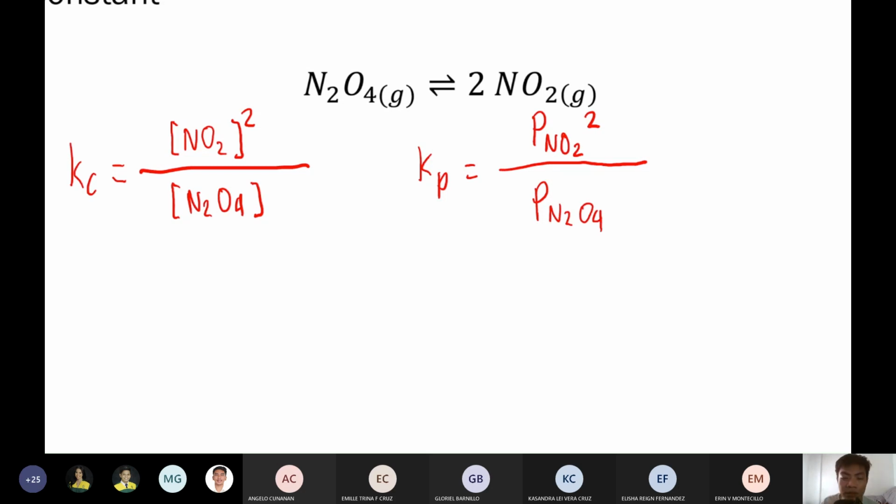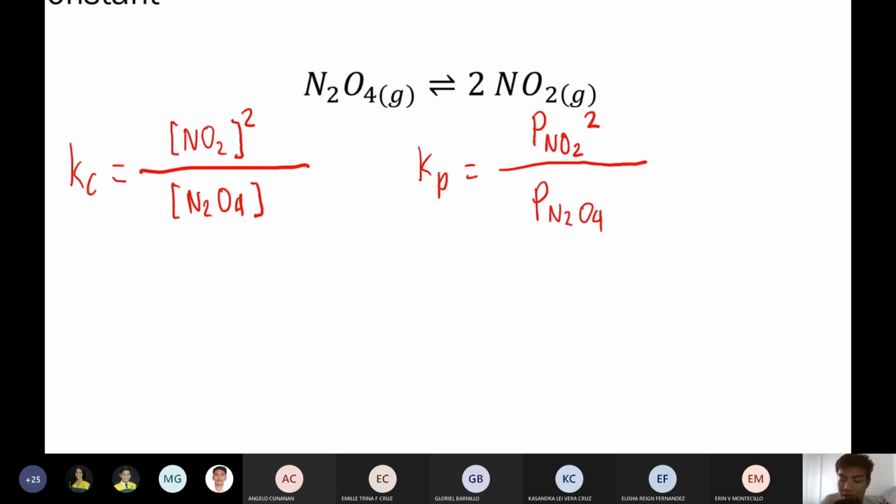Okay? So, ganun. So, again, kapag Kc, naka-molar concentration ang units sa amounts ng gases. Kapag Kp, naka-atmosphere units ang pressure ng dalawang gases. Okay, ito question ko. Parehas kaya sila ng value? So, ang sagot natin doon ay hindi. Bakit? Kasi concentration is different with the pressure.